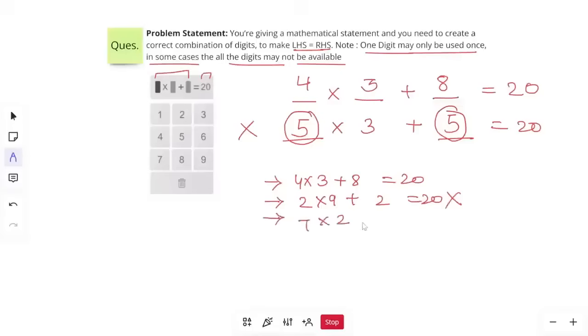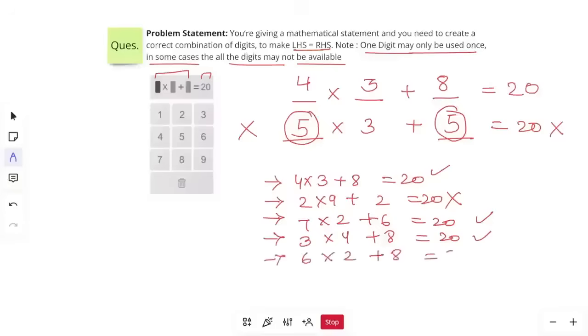Next, this one is correct: 7 into 2 plus 6, which is 14 plus 6 is 20. This is correct. The first one we saw is correct. This one was wrong. Next one can be 3 into 4 plus 8. 3 into 4 is 12, 12 plus 8 is 20. So this is also correct, and we are using 3 different digits. Next one is 6 into 2, which is 12, and then plus 8. This is also absolutely correct, because here also we are using 3 different digits. None of the digits are repeating.